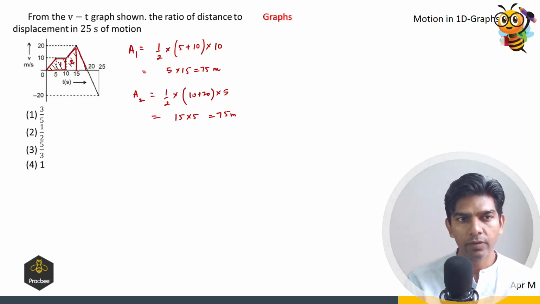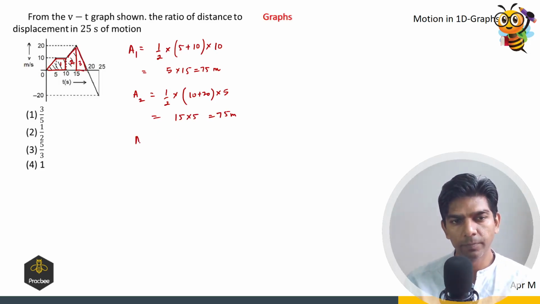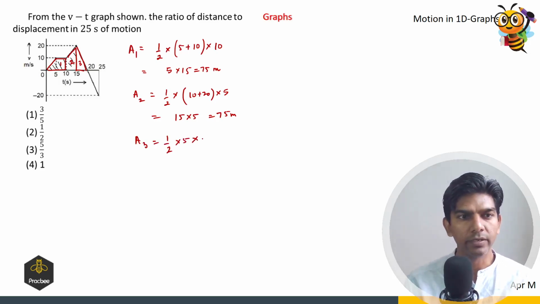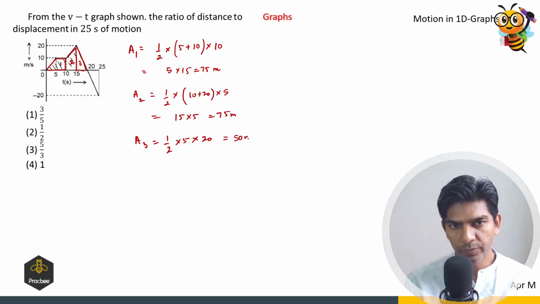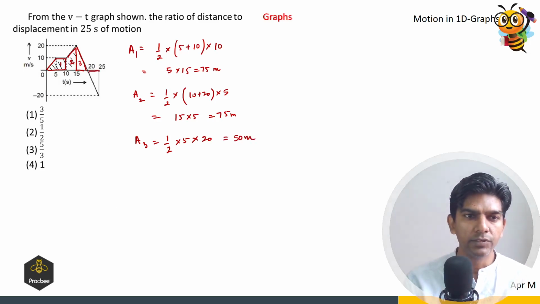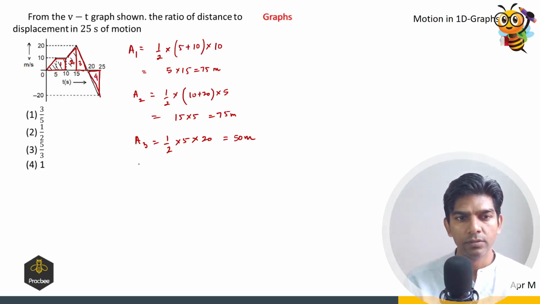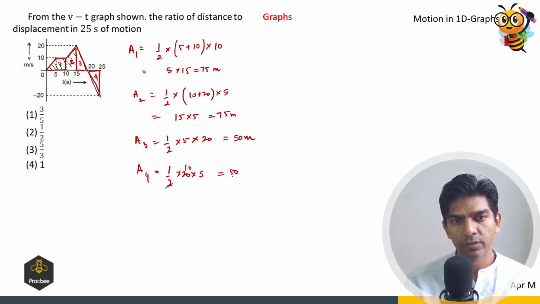Now the area of this triangle, which is A3, will be half base into height, where the height is 20, so that will be 50 meters. And let us find this area below the time axis also. So this is A4. A4 is half, base is 5 and height is 20. So that will be 50.